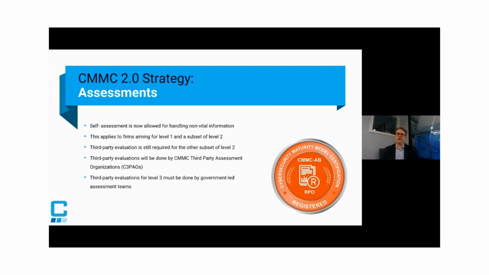Third-party evaluations for level 3, that advanced one, level 5, will be led by government officials themselves, and they'll be coming directly from the Defense Contract Management Agency. So if you're level 3 or level 5, a government official is going to be coming out. You've got to do that. If you're level 2 and your requirement is one of those assessments, a C3PAO is going to come out and do that. If you're level 1, you can self-assess, check the box, and do that, and they reserve the right to come and audit you. That's kind of fun.